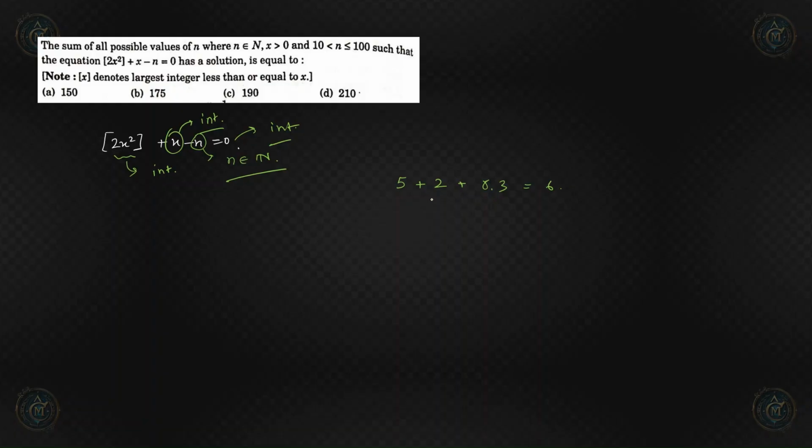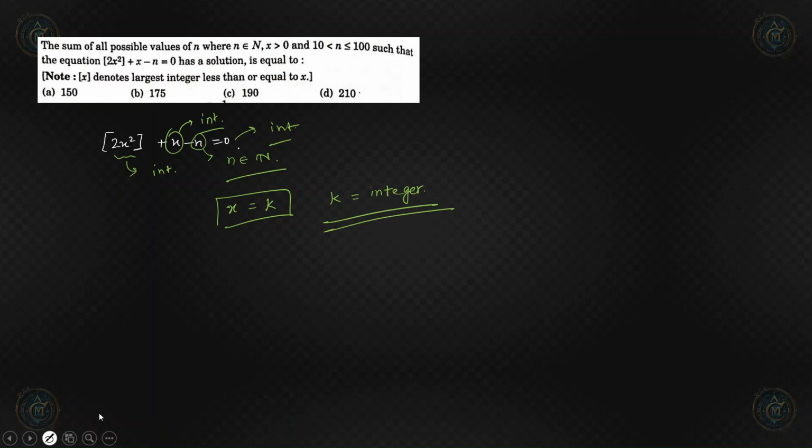So if all the remaining terms are integer, this term should also be some integer to get the answer as some integer, right? So we must have x as some integer. So let's take x equal to k, where k is some integer, and as x is positive, we have to start from k equal to 1, right?